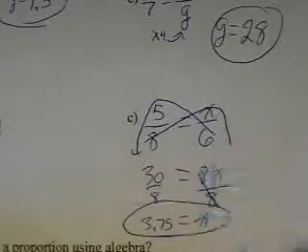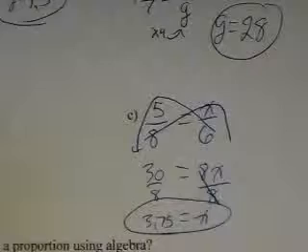Okay? So this is the cross-multiply method. That is definitely the preferred method.